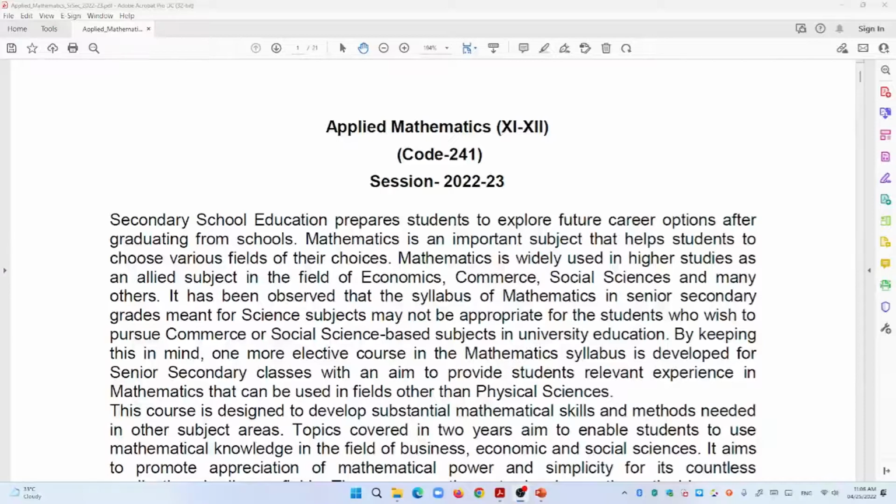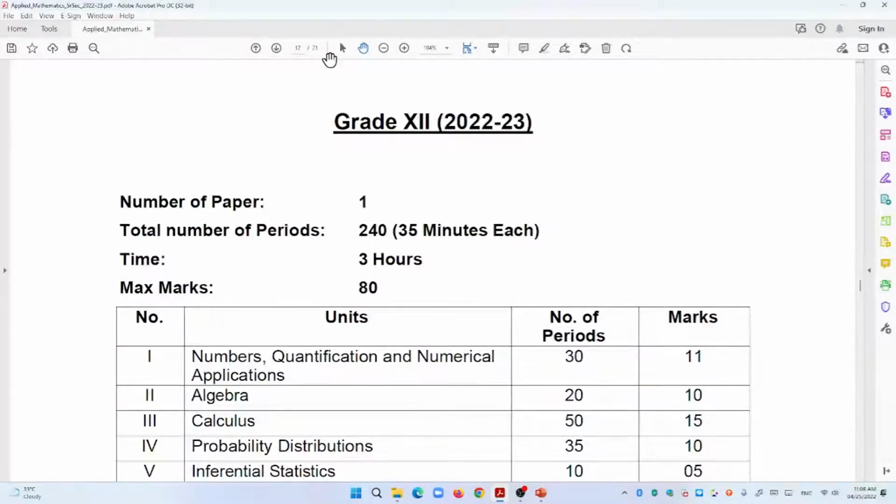The most awaited syllabus for the academic year 2022-23 is here. Now we will see the syllabus for Applied Mathematics Class 12 for the session 2022-23. So here we have the syllabus for Applied Mathematics for the session 2022-23.